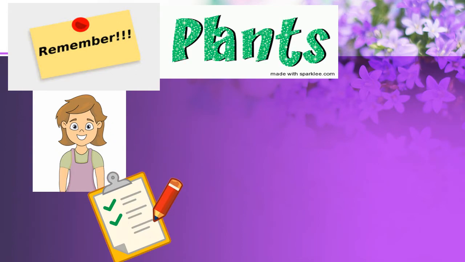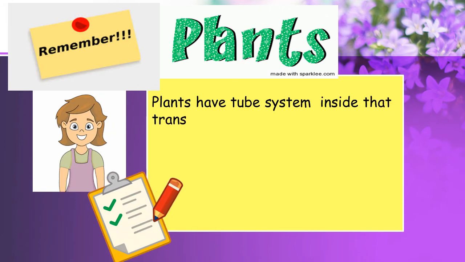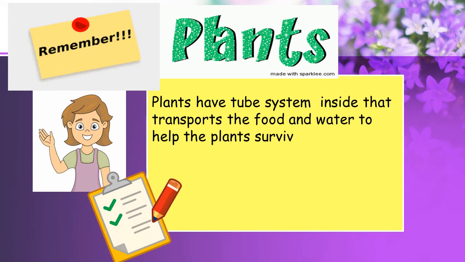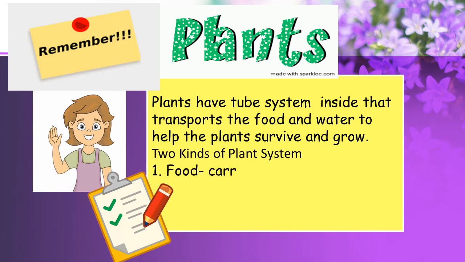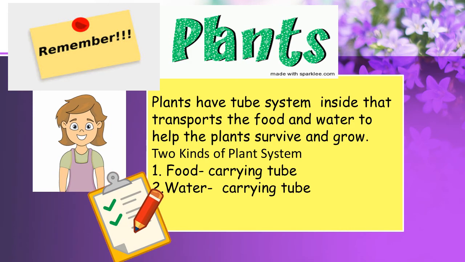Alright, grade 4, to end this lesson, please remember the following points. First, plants have a tube system inside that transports food and water to help the plants survive and grow. And remember the two kinds of plant tubes: we have the food carrying tube and we have the water carrying tube.